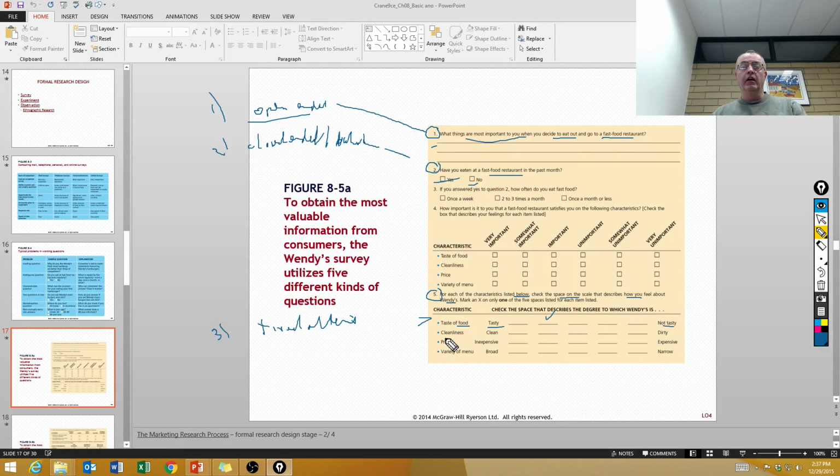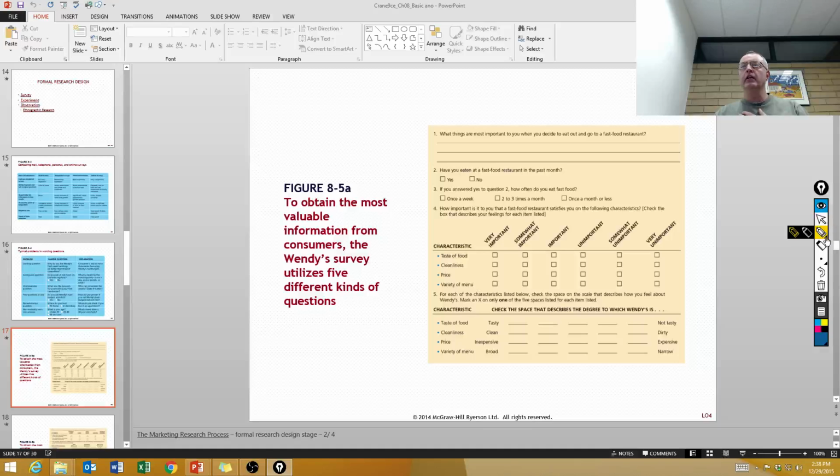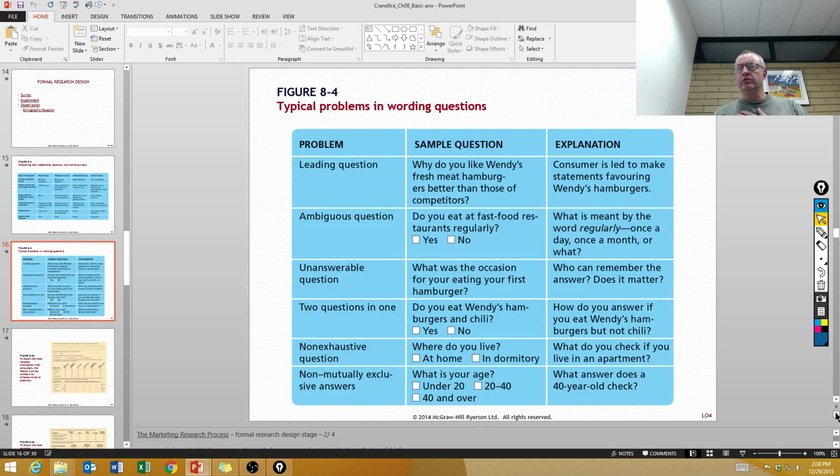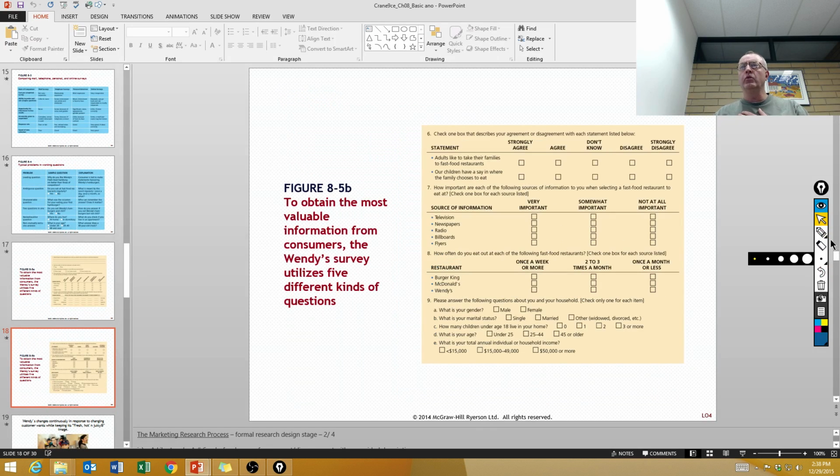So regarding the cleanliness of the restaurants, are they clean? Are they dirty? It's in between. Price, inexpensive, expensive. So we can kind of place our answer along the scale. The fourth type of question that we can find in these questionnaires is known as a Likert question. So question number 6 here is an example, question type number 4, a Likert.